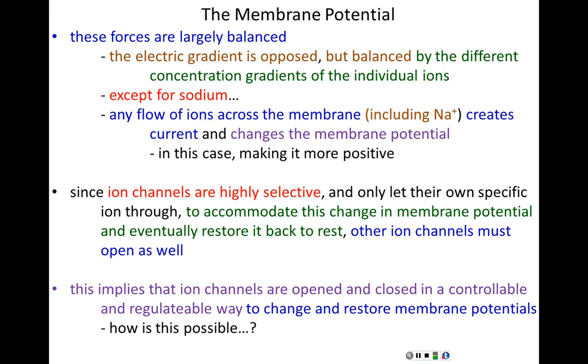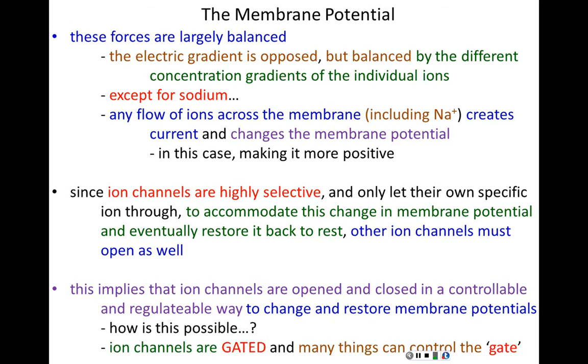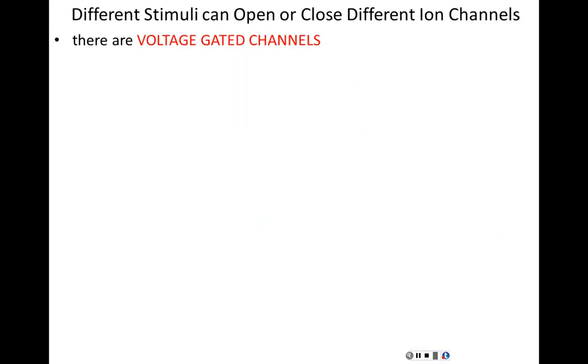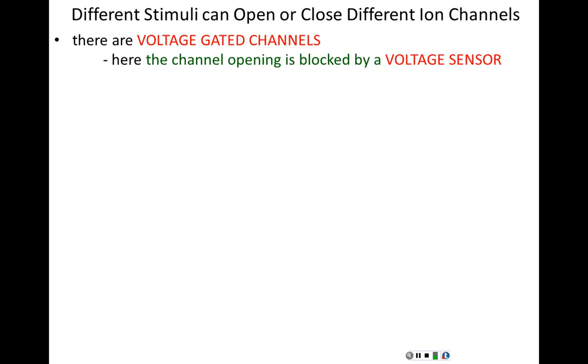How are ion channels controlled? Well, the answer in brief is that they are gated. Ion channels are gated. They are kept open when they should be open, and they are closed when they should be closed. And many things can control the gate of the ion channel. Some examples are voltage-gated channels. There are ion channels that are controlled by the voltage across the membrane, the potential across the membrane.